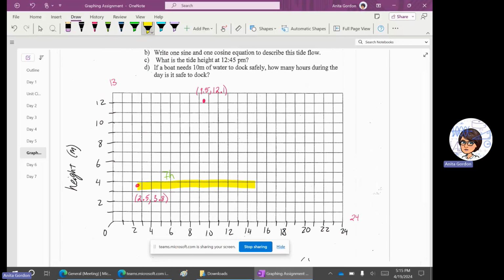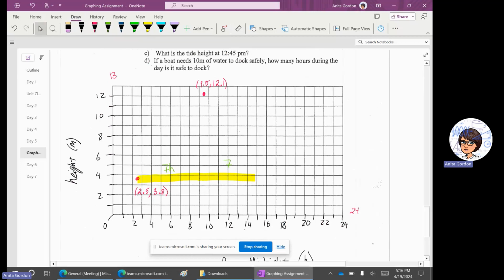So if I go another 7 hours, I should hit the low again. 9.5 plus 7 is 16.5. So 16.5 hours after midnight, I'm going to hit the low again. So this is going to be 16.5 hours. The low is 3.8, right? That's my minimum value. And I'm going to add 7 again, and that brings me to 23.5 hours. That's going to be the high. 23.5 hours after midnight, I'm going to be back at the high tide at 12.1.